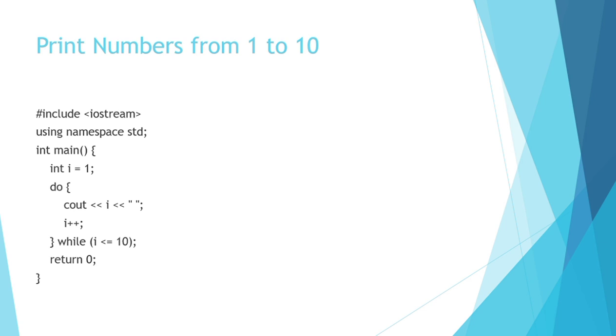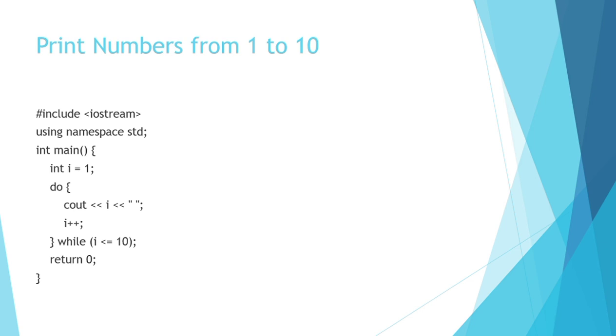#include <iostream>. This line includes the iostream header file, which allows the program to use input and output functionalities. Specifically, it enables the use of cout for printing output to the console. Using namespace std. This line tells the compiler to use the std, standard, namespace. In C++, many standard library functions and objects like cout, cin, and others belong to the std namespace.